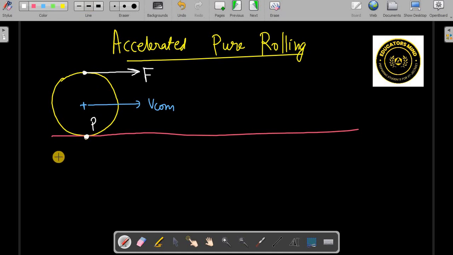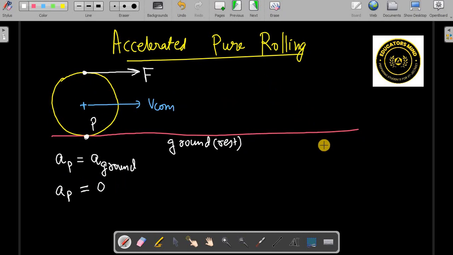The acceleration of this point P must be the same as the acceleration of the ground or the contact surface. Here this is the ground, and if I consider the ground at rest, then its acceleration has to be taken as 0. So the acceleration of point P you have to take as 0. Again the same concept. With respect to the center of mass, this point P is at a distance of r.